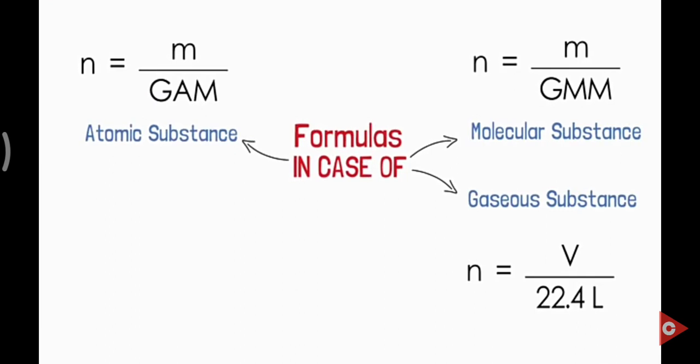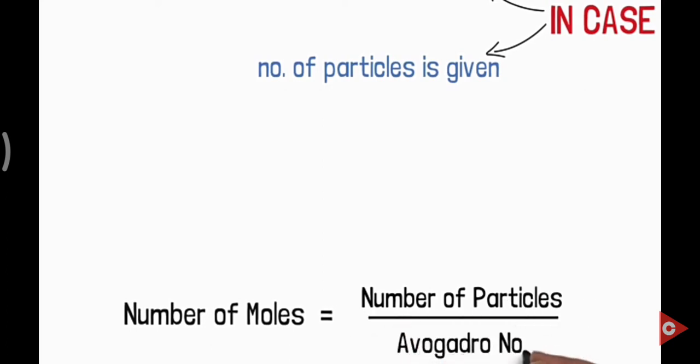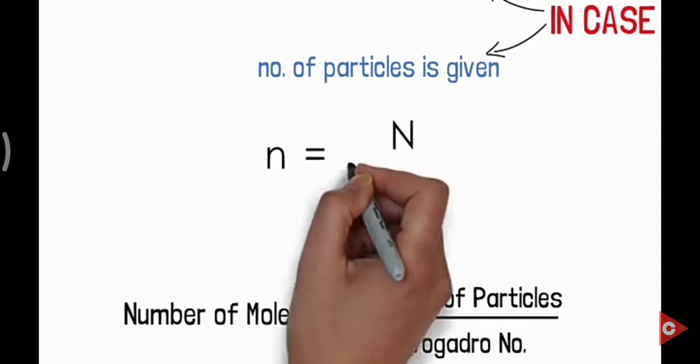In case you are given number of particles, like number of atoms, number of molecules, or number of ions, then use this formula. Number of moles is equal to number of particles upon Avogadro number. In this case, Avogadro number is nothing but 6.022 into 10 to the power 23 particles. So in short, we will write it as small n is equal to capital N upon Na.